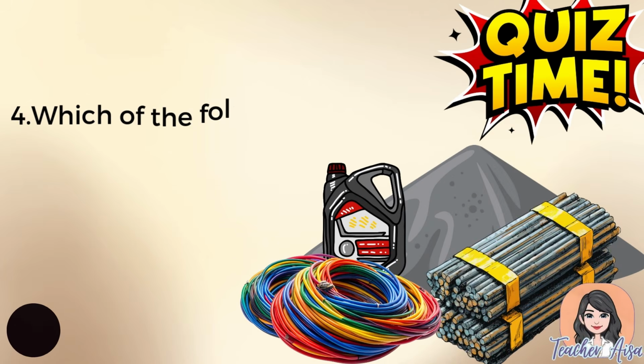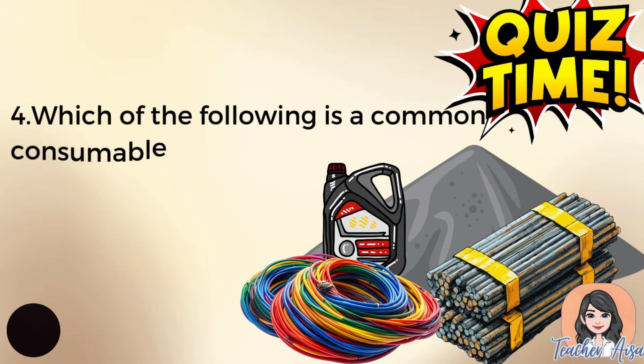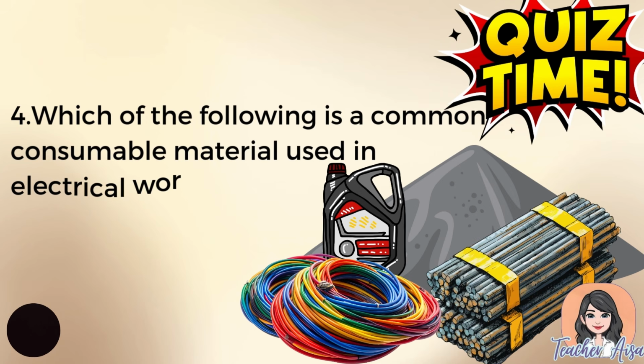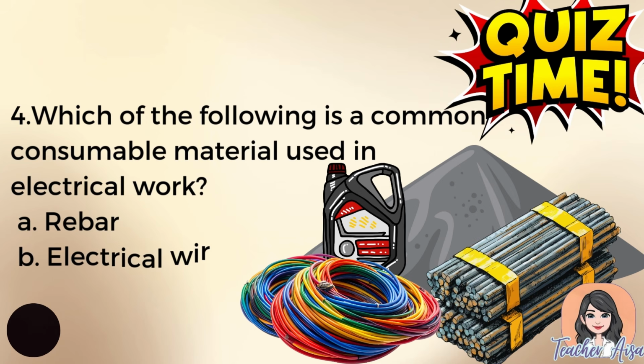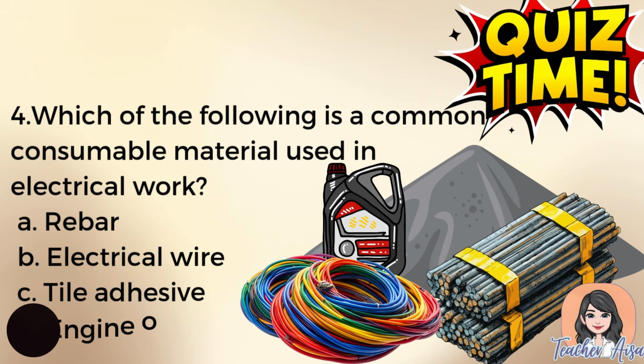4. Which of the following is a common consumable material used in electrical work? A. Rebar. B. Electrical wire. C. Tile adhesive. D. Engine oil.